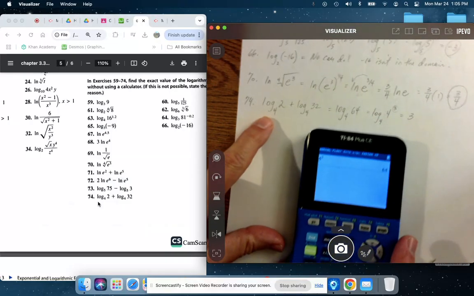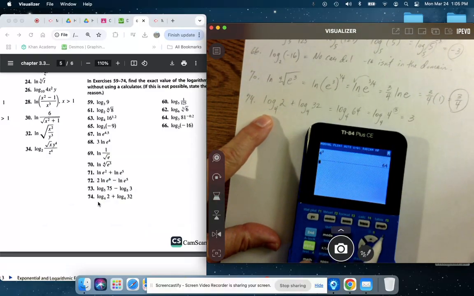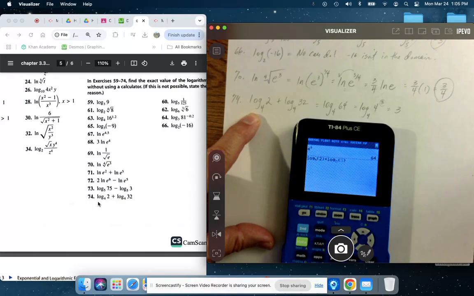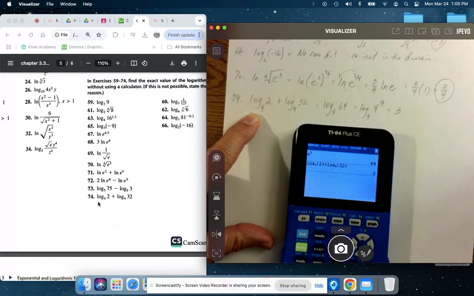Let me make sure. So looking at the first one, do math, log base 4 of 2 plus math log base 4 of 32, and hopefully I get 3. There it is.